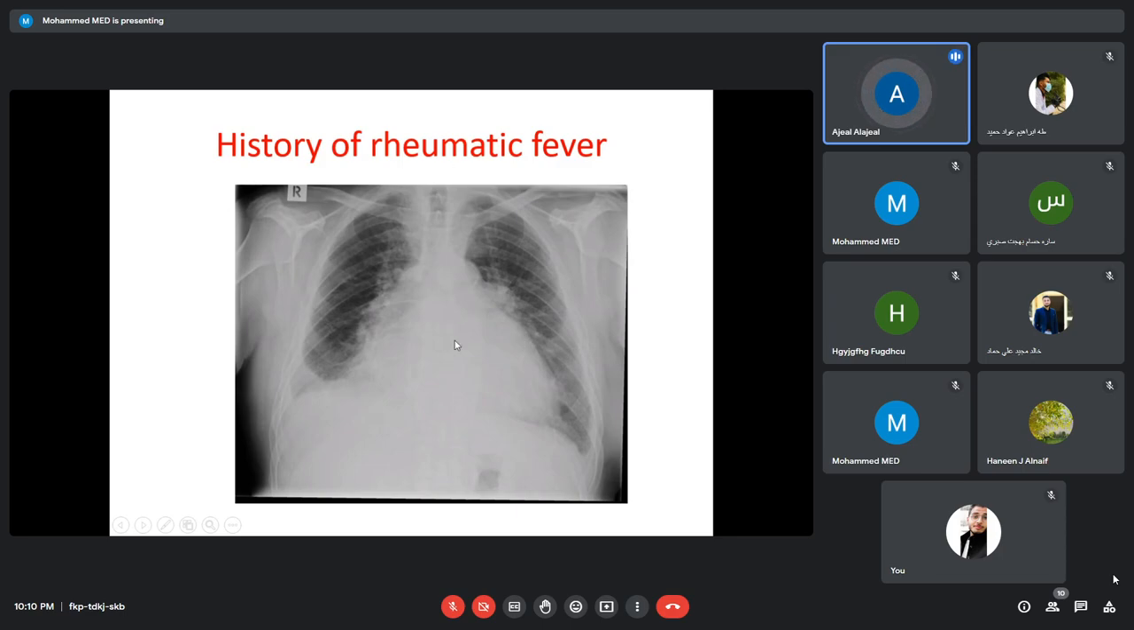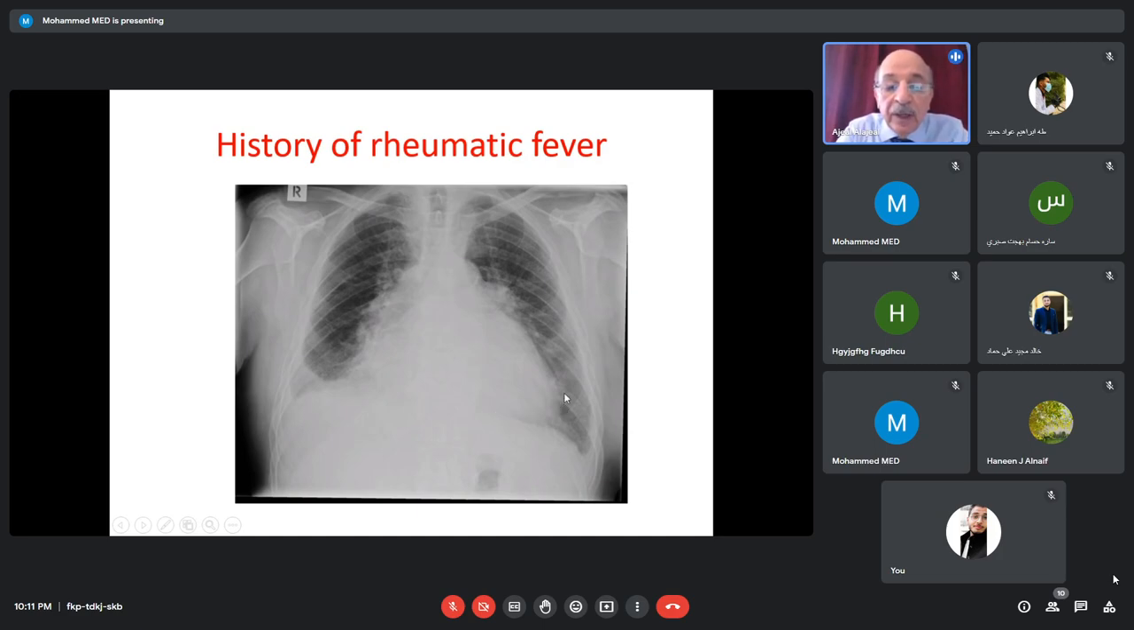Yes, this patient has a history of rheumatic fever. You can see the heart generally is enlarged. And is the enlargement towards the diaphragm or away from the diaphragm? It's towards the diaphragm, so it's left ventricular. The left ventricle is enlarged.